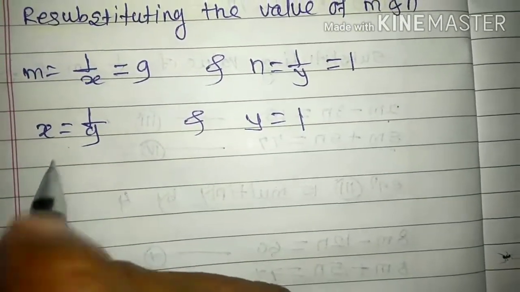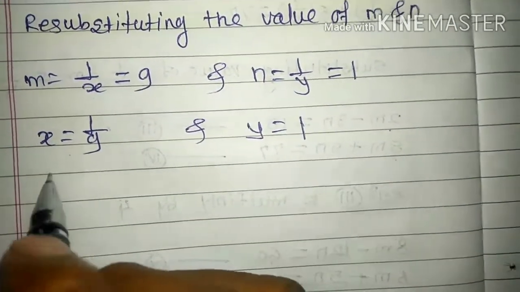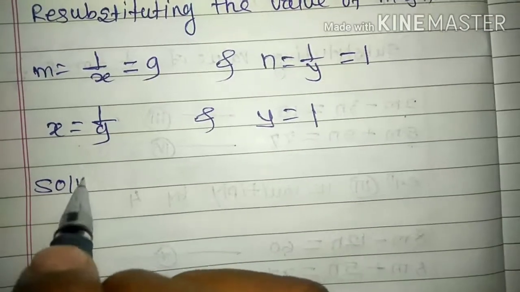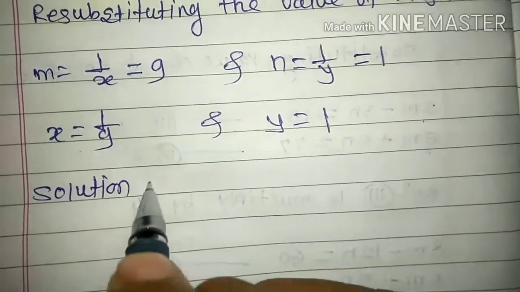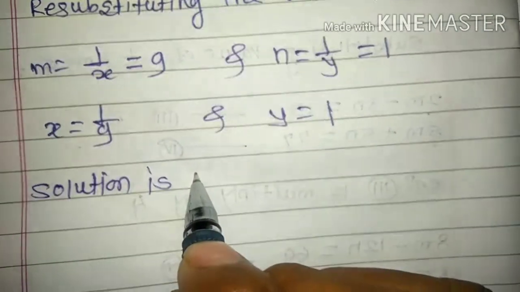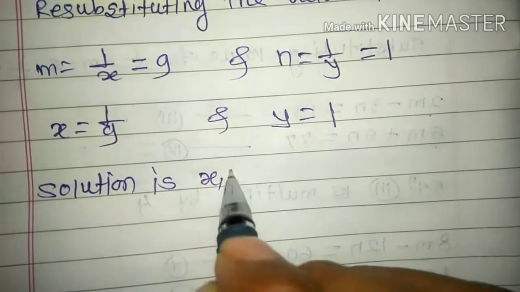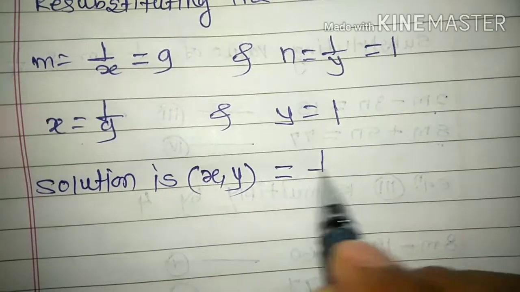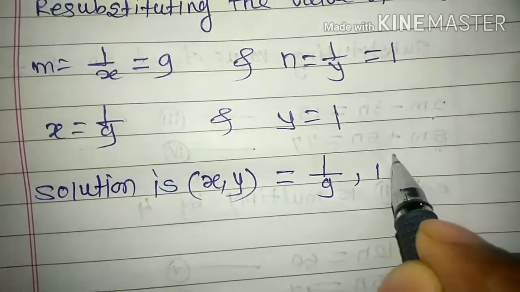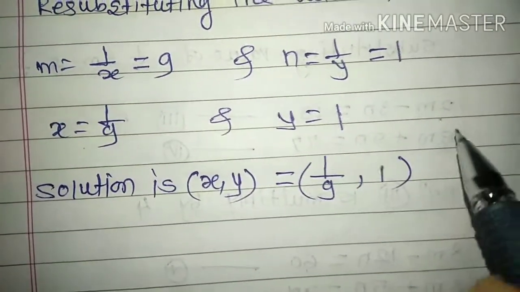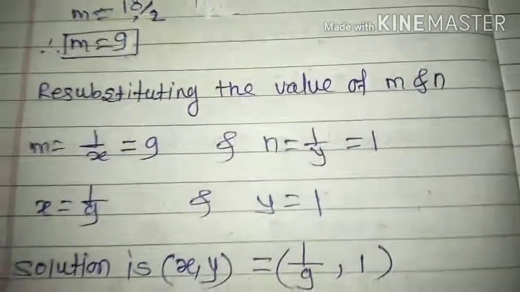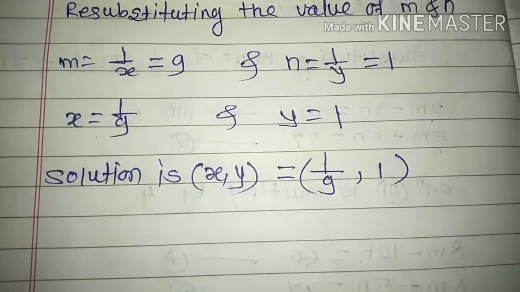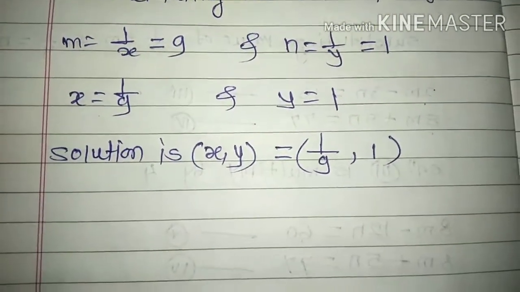In this way, the solution is x, y is equal to 1 upon 9 and 1. In this way, this example is completed.